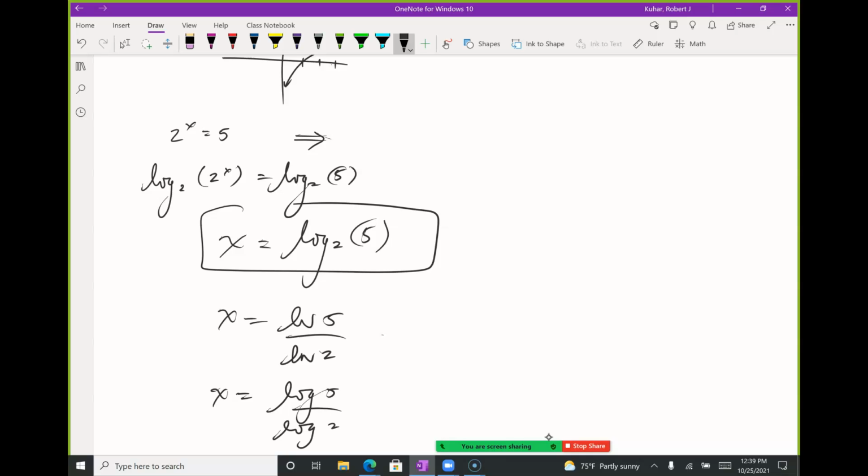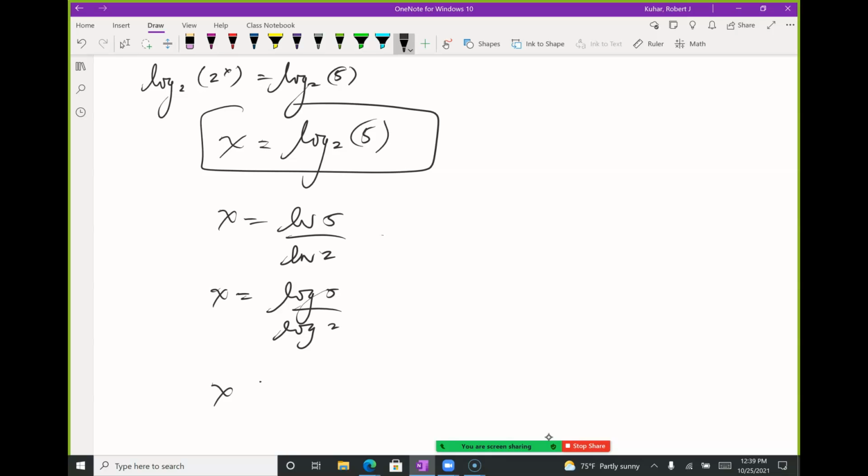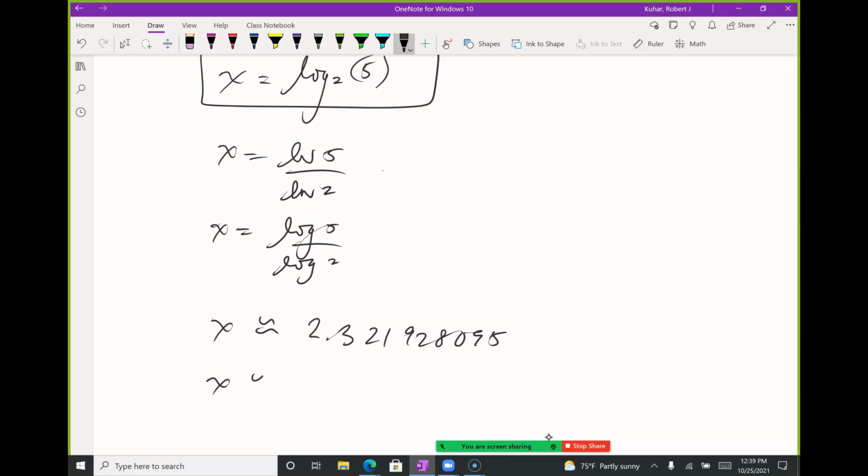And so now let's get an approximate. I don't need to do both because they're both going to give me the same answer. So log of 5 divided by log of 2. I get 2.321928095. Anybody else? Yeah?